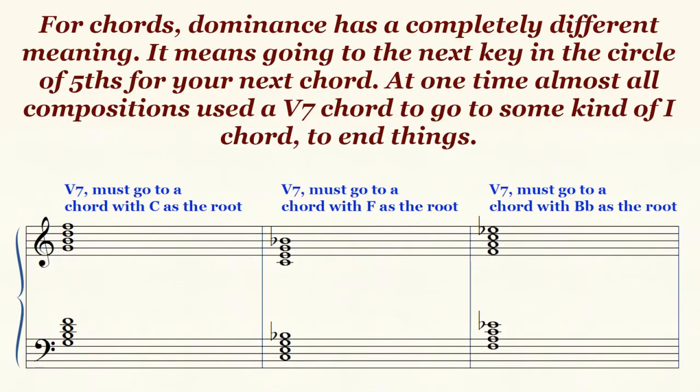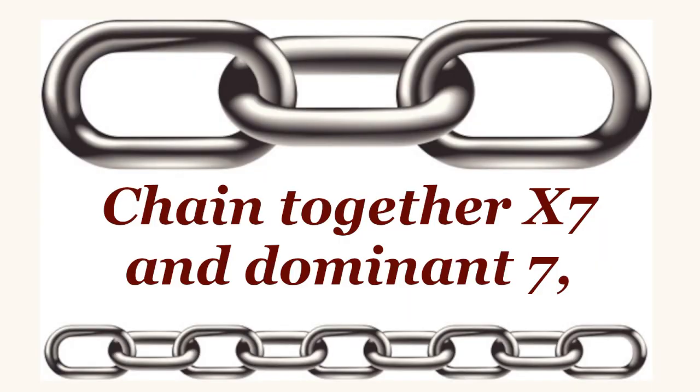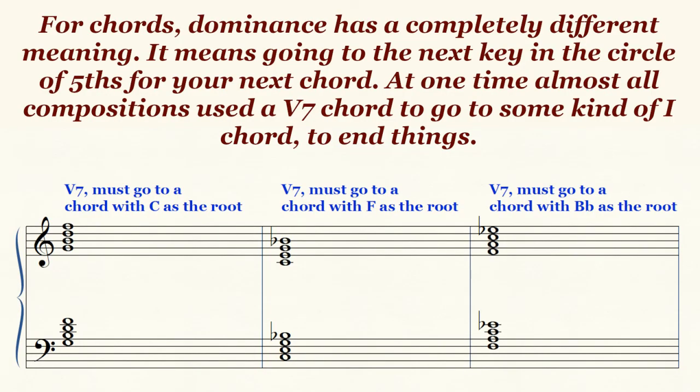But the problem is that dominance in music has a completely different meaning. Dominance means moving from any X7 chord down a fifth. You can do this once or you can chain it, and then you play this chord in the circle of fifths. The usual term for this dominant relationship is 5-7-1. In fact, this dominance was the most common way of ending a piece in the Baroque and Classical periods. And even today, probably more than 90% of the time, this is how we end music.